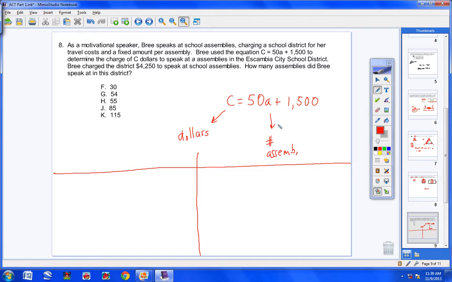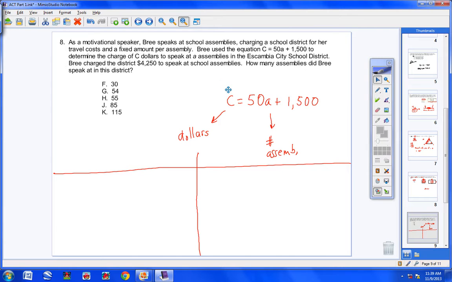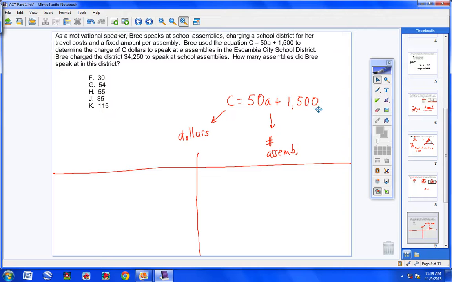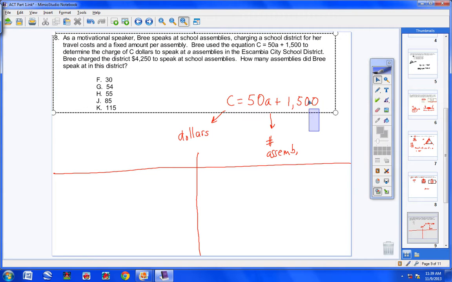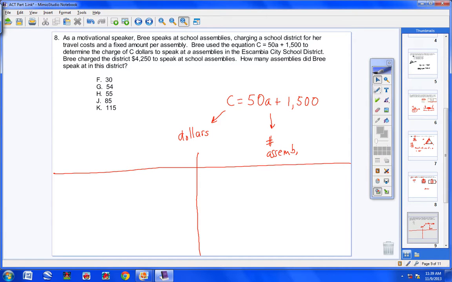Okay, one thing you can do is take the linear equation they gave you, and where the C is, you can substitute 4,250. Are you allowed to do that, Mr. Howard? Yeah, why not? That's how much money she made, and that's what this equation is. It says total dollars, total. Put the word total here.